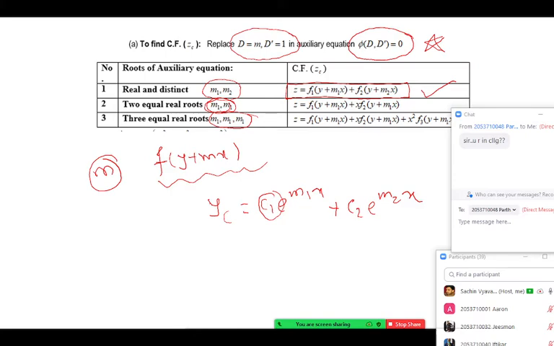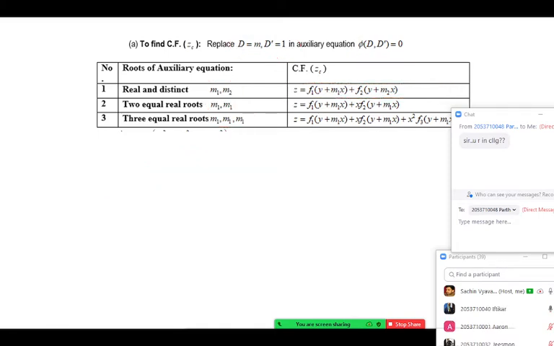Yes. Which case is not written? Complex roots. Complex root, correct. So if we have the complex root, we don't have a new case here.